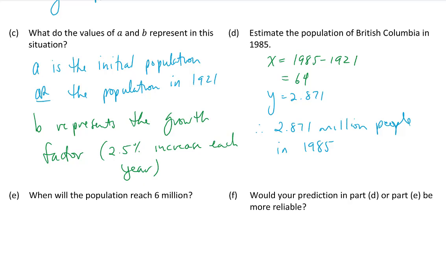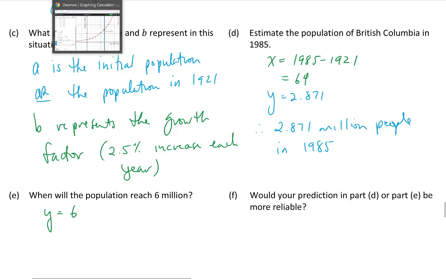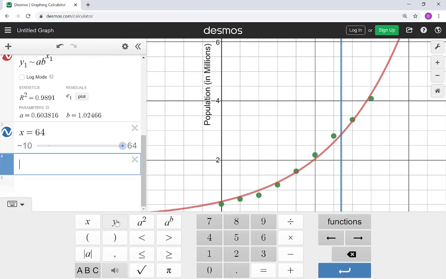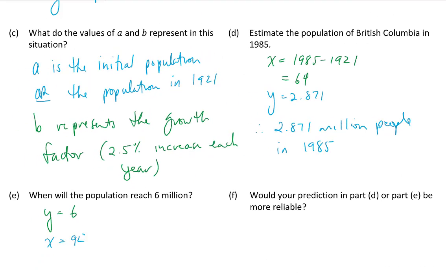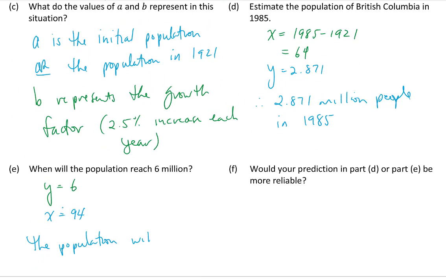When will the population reach 6 million? So this time we're given the y value. We're saying that y is equal to 6, and we need to find the x value. So again, going back to Desmos, we have y equals 6. There's the line up there. We click on that, and it ends up being approximately 94.263 years since 1921 that will give us 6 million. So therefore the population will reach 6 million in the year 2015.